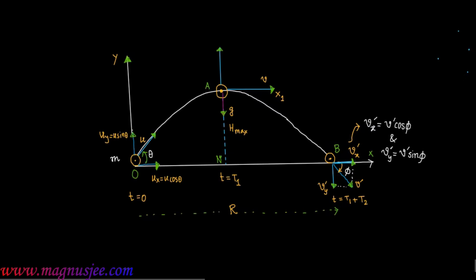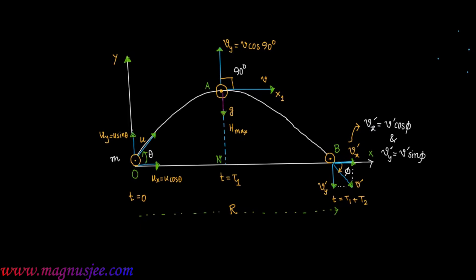Now we can consider the two rectangular components of velocity V at the highest point A. Vy is the rectangular component of V in the vertically upward direction at the highest point A, and Vy is equal to V cos 90 degrees because Vy is perpendicular to V. That means the angle between Vy and V is 90 degrees. That's why Vy is equal to V cos 90 degrees.